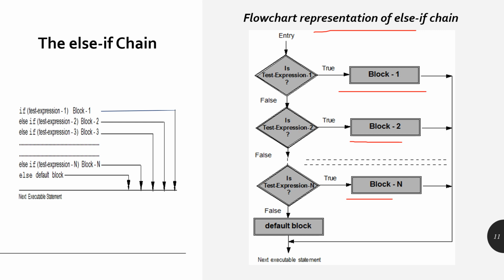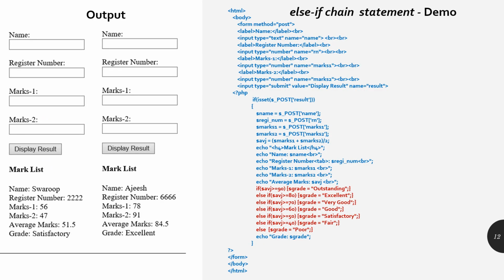Control will be transferred to here, according to our convenience. This is about the Elsif chain. Now we are going to see the demo program for the Elsif chain. The condition is mentioned: if the average marks are greater than 90, the grade will be assigned as outstanding. Greater than 80 and less than 90 is excellent. Similarly, greater than 70 and less than 80 is very good. Like that, these grades will be assigned. This is about the Elsif chain, and this is the output for that.